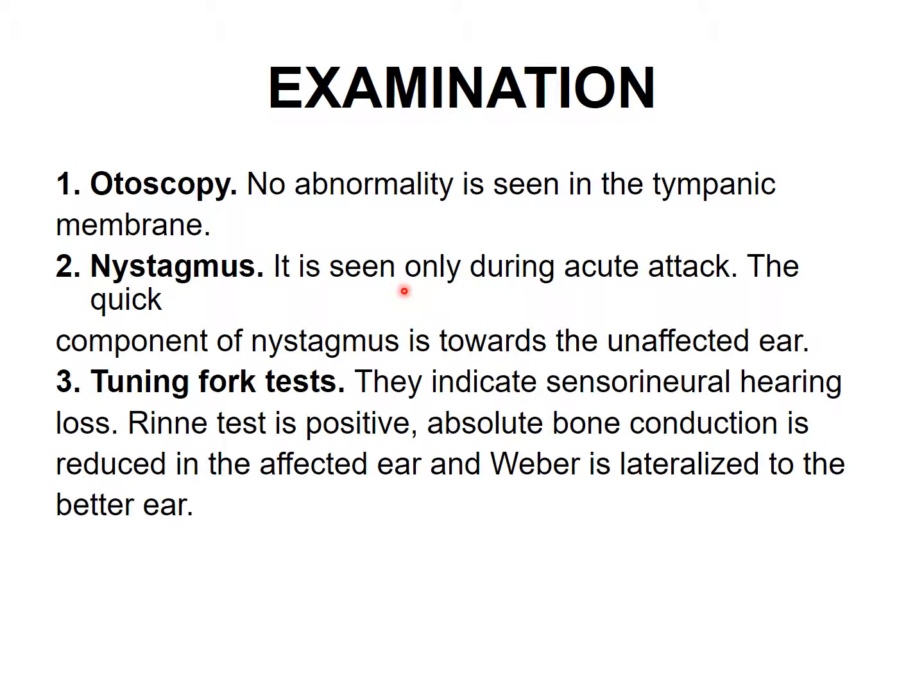Examination. Otoscopy: no abnormality is seen in the tympanic membrane. Nystagmus is seen only during acute attack. The quick component of the nystagmus is towards the unaffected ear. Tuning fork tests indicate sensorineural hearing loss. Rinne's test is positive. Absolute bone conduction is reduced in the affected ear and Weber is lateralized to the better ear.